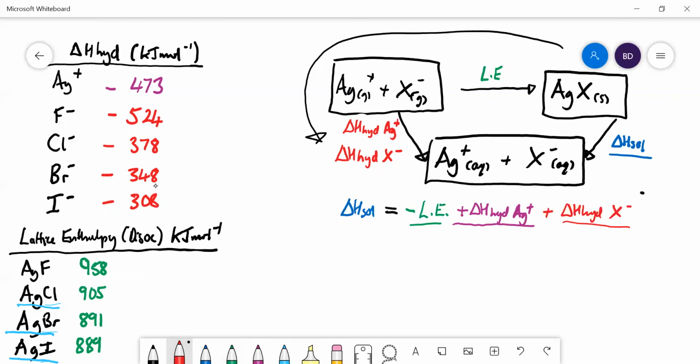Right, now as we look down the lattice enthalpy, you can see that the lattice enthalpies decrease slightly. So that's one variable to think about. The other one is the hydration of the halide ion, which is in red here. Now they don't decrease slightly, they decrease a lot, don't they?